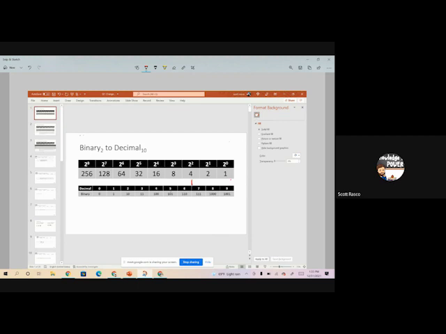So with 5, what do we have left once we take the 4 out? Is there 2 left? Well, no, that would make 6, and that wouldn't work. We're only doing 5. So there is 1 left, and so 5 would be 1, 0, 1.